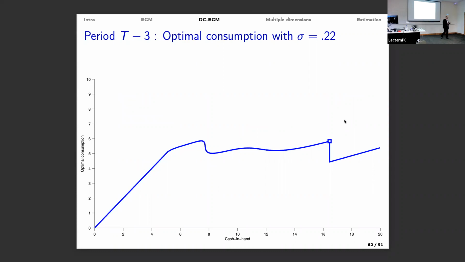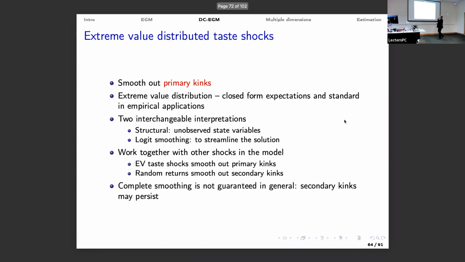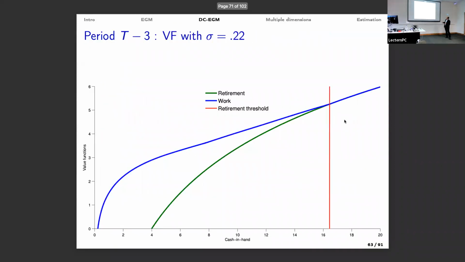That's just to illustrate the point that we can't just rely on the fact that there is randomness in the model for these problems to go away. Another thing to note is that the secondary kinks can be smoothed with the random returns. But the primary kink, where we compare the discrete options of retirement and working, will remain in this formulation because there's no way it can disappear. Even if the returns are random, you will still be comparing two discrete options.